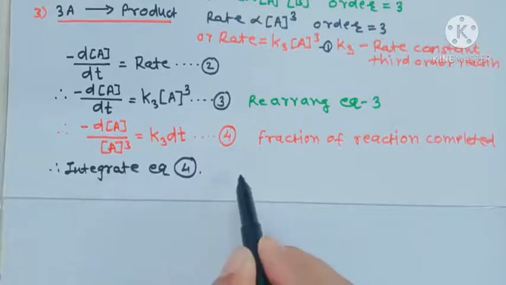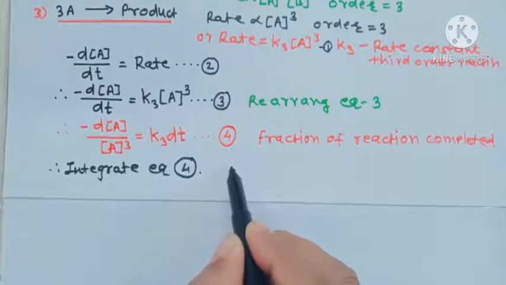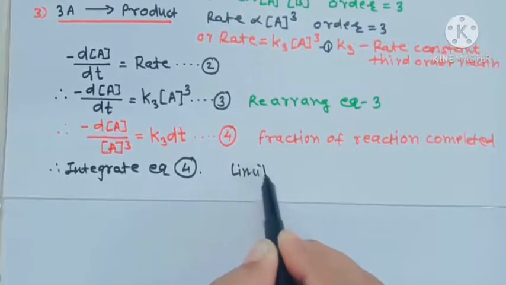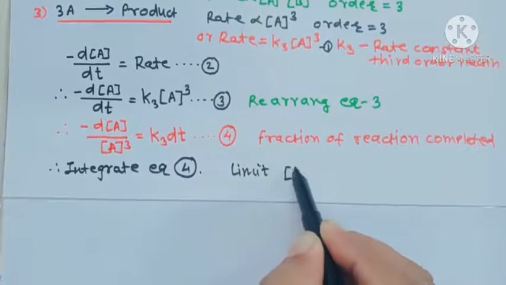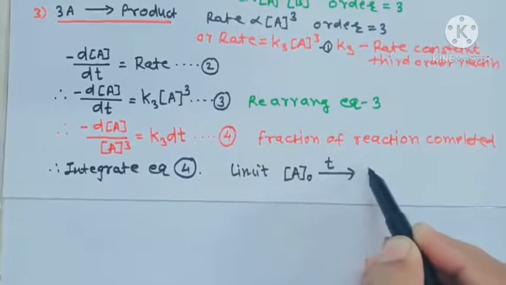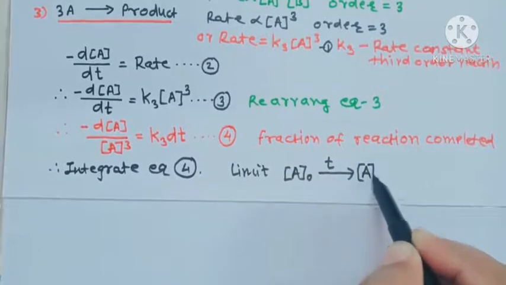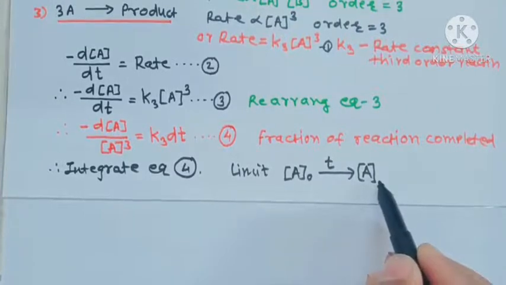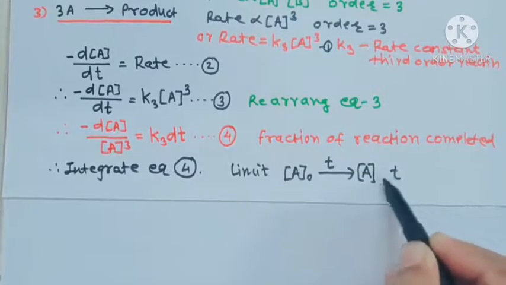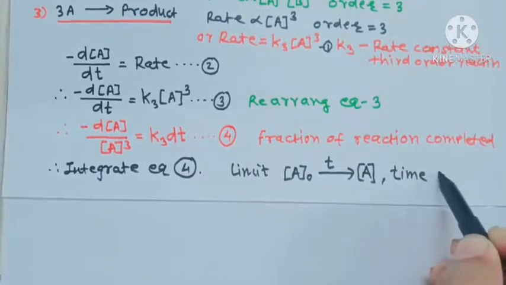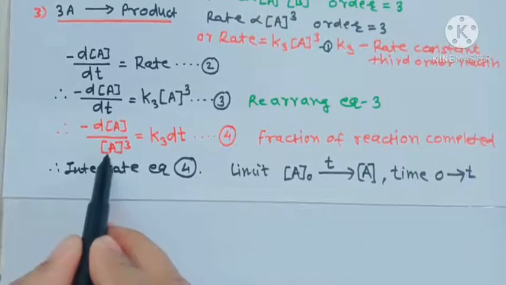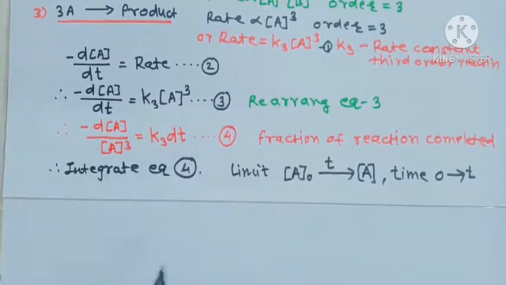If you see, when we have to carry out integration, we require the limits. Suppose initial concentration is A0. Within time t, it changes to A. So limits of A is A0 to A, and time changes from 0 minutes to t minutes. So these are the limits of the concentration term and the time term.